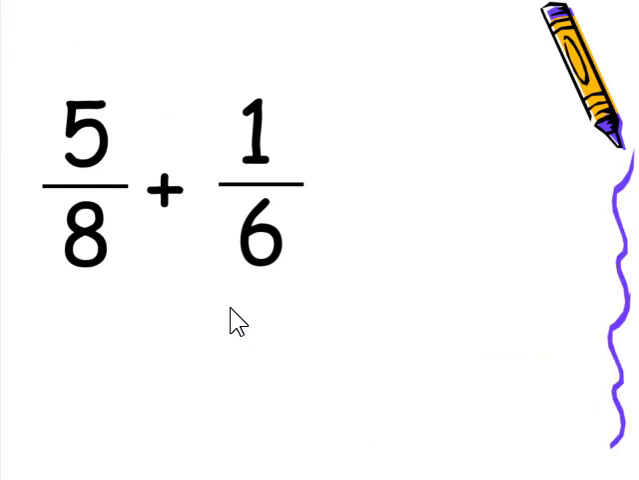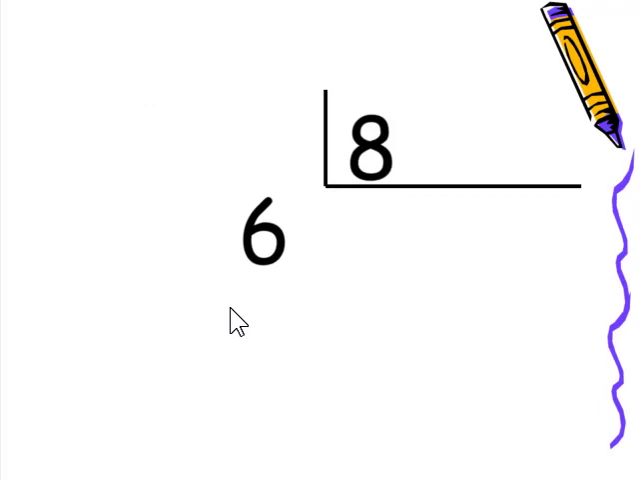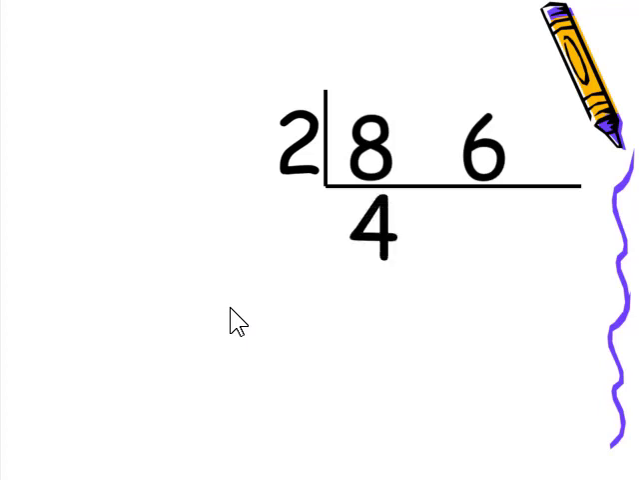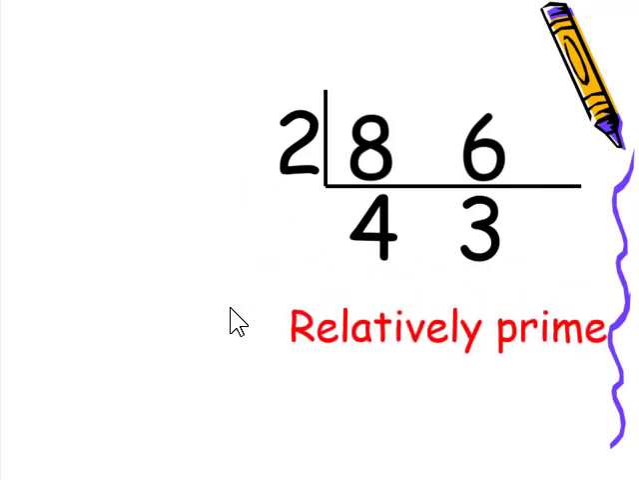5/8 plus 1/6. We'll take our denominators of 8 and 6 and find the LCM. What number goes into both 8 and 6 evenly? And that would be 2. 8 divided by 2 is 4, 6 divided by 2 is 3. Since 4 and 3 are relatively prime, we stop. 4 times 6 is 24, as well as 3 times 8 is 24.